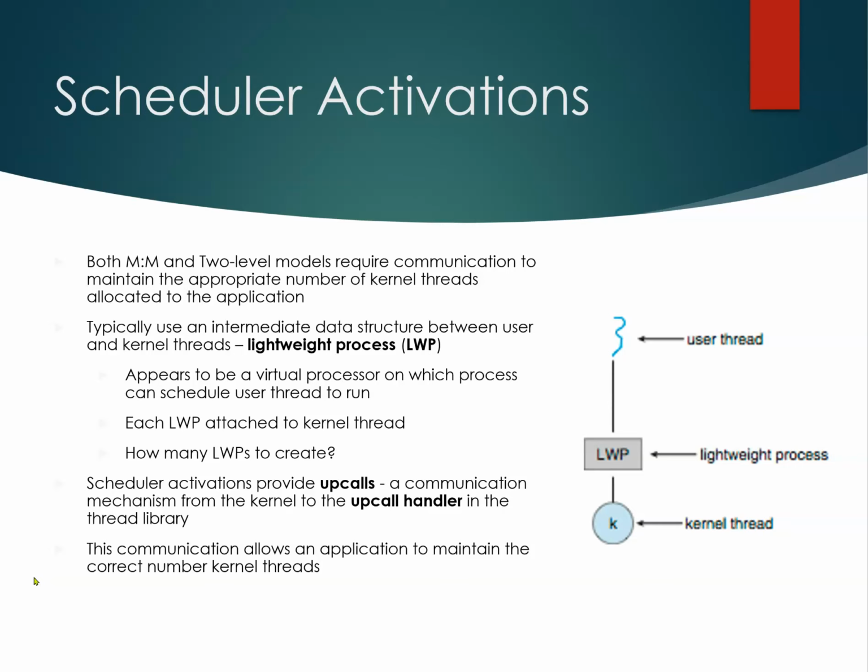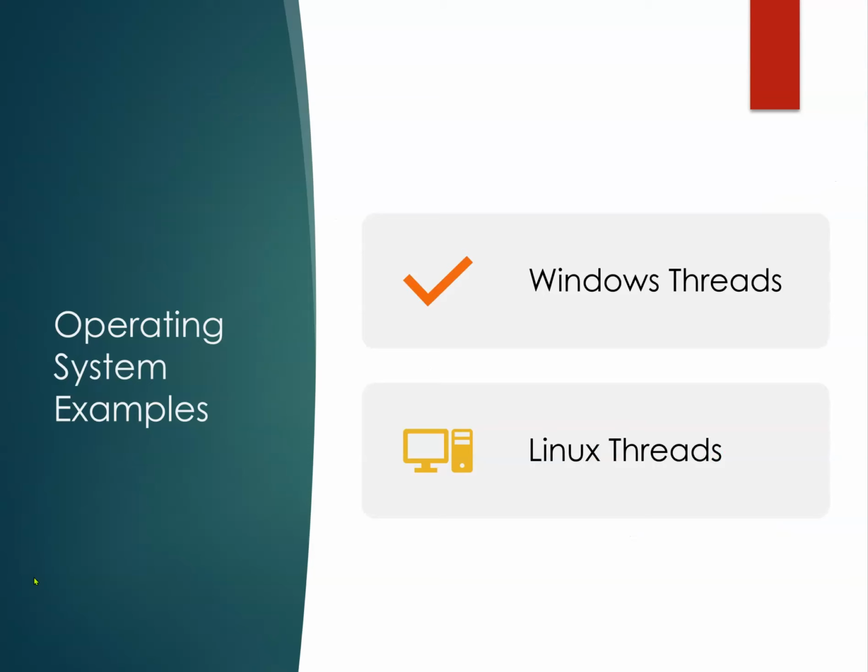Many-to-many and two-level models require communication to maintain the appropriate number of kernel threads. Typically, it uses an intermediate data structure between user and kernel threads called a lightweight process. It appears to be a virtual processor on which the process can schedule user threads to run. Each lightweight process is attached to a kernel thread. And how many do we create? Well, that's a good question. It depends on the level of concurrency we're looking for. Scheduler activations provide upcalls, a communication mechanism from the kernel to the upcall handler in the thread library. This communication allows an application to maintain the correct number of kernel threads.